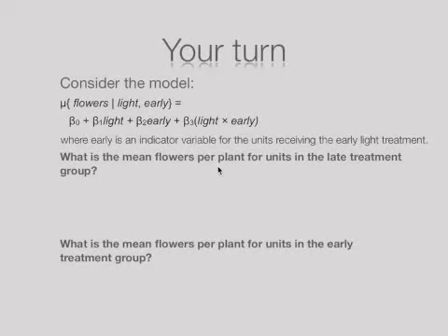In this exercise, we're given a regression model that involves an indicator variable, early, and we're asked to find the mean for some certain values of the explanatory variables. So the first question is, what is the mean number of flowers per plant for units in the late treatment group? We can write this same question down symbolically. So we're interested in the mean. We're talking about the number of flowers.